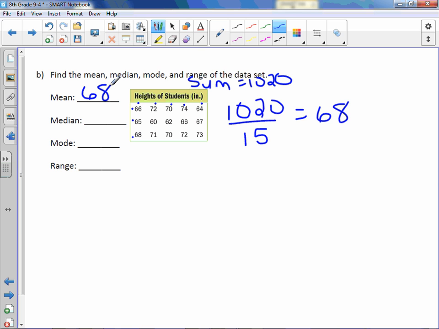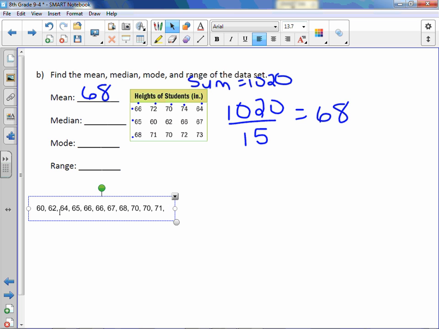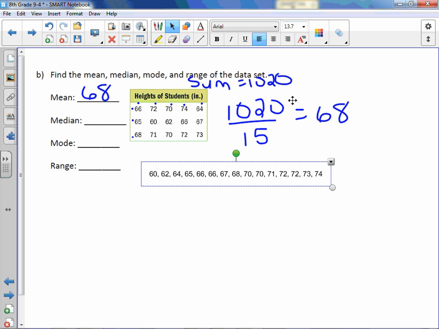To find the median, we need to order the data from least to greatest. So we have 60, 62, 64, 65, and so on. Okay, and I'm going to double check, make sure I have 15 values. 1, 2, 3, 4, 5, 6, 7, 8, 9, 10, 11, 12, 13, 14, 15. I do. I have 15 values.